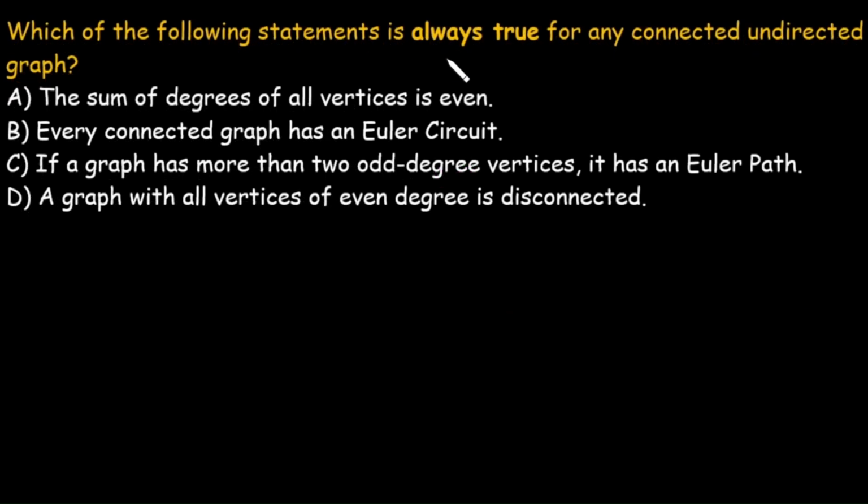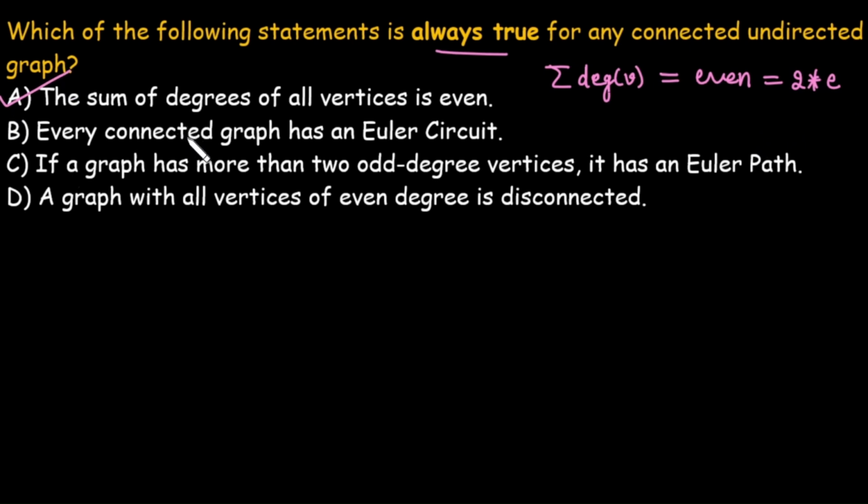Which of the following statements is always true for any connected undirected graph? The sum of the degrees of all vertices is even. If the statement is true, what does it mean? If we take the summation of the degrees of all vertices, it says that it is always even. Yes, the statement is true. How? Because that is equal to 2 times the number of edges by the handshaking theorem. Hence option A is correct.